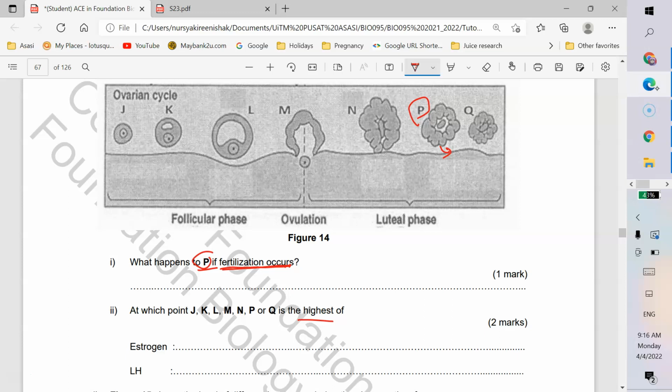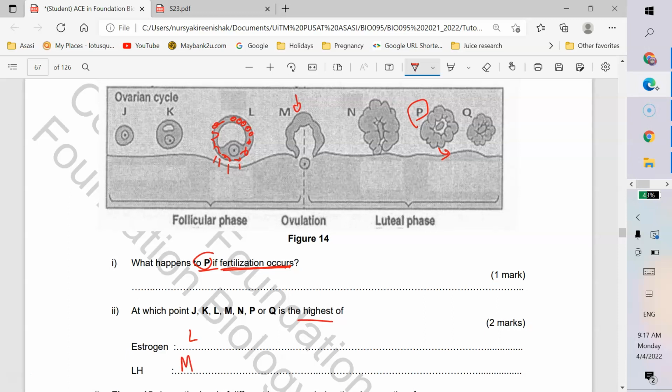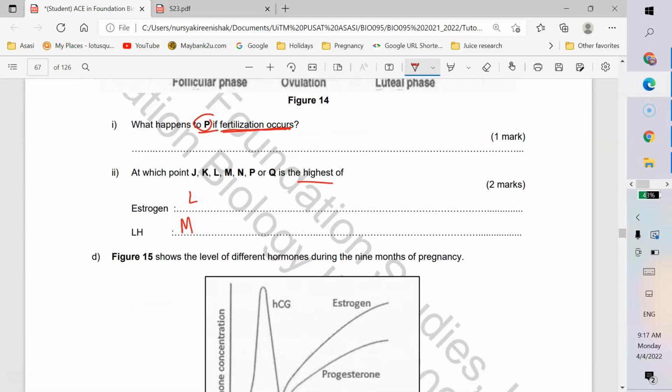So, estrogen terhasil daripada follicular cell. So, follicular cell ni mesti dalam kuantiti yang banyak lah kan. So, follicular cell yang paling banyak adalah pada stage L, kan. The growing follicle here. So, the follicular cells will produce more of the hormone estrogen. So, dia adalah structure L. So, LH yang paling tinggi semasa ovulation lah kan. Before ovulation. So, M. Okay, M. So, thank you, Hanan.